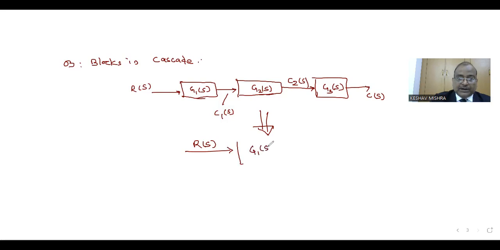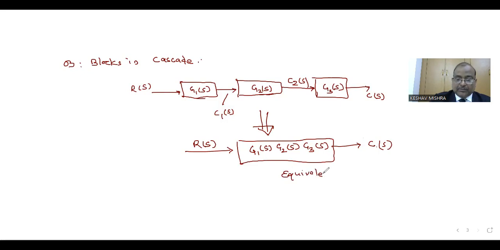Transfer functions G1(s), G2(s), and G3(s) can be combined to produce the final output C(s). This is the equivalence of this cascaded stage. These are in cascaded stage. So this can be represented by this combination.